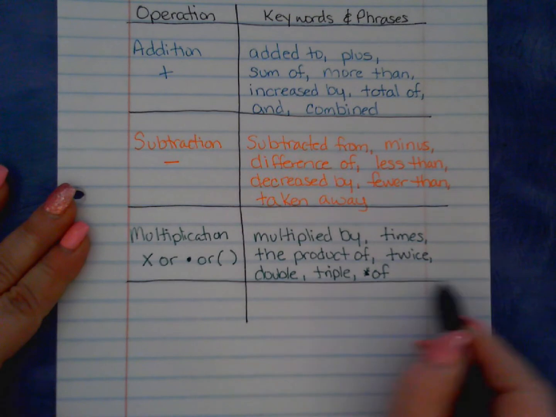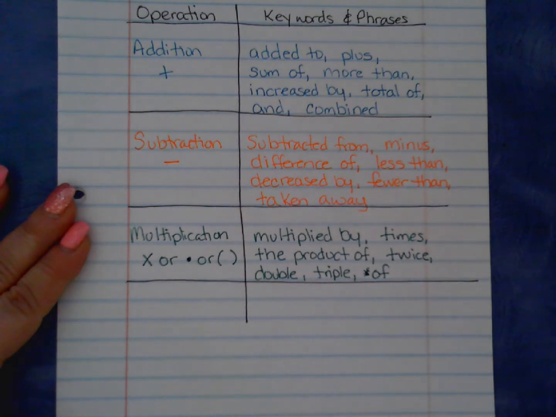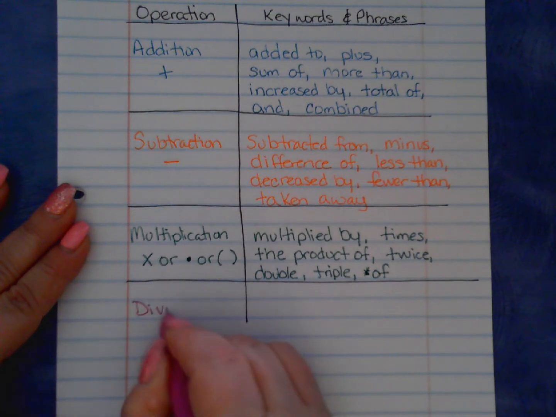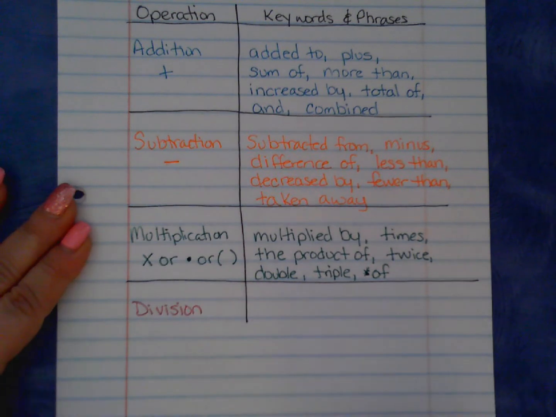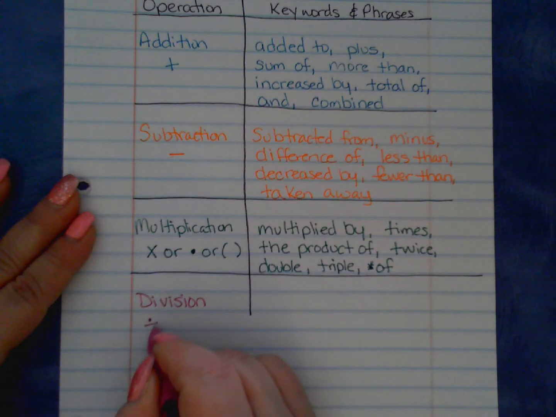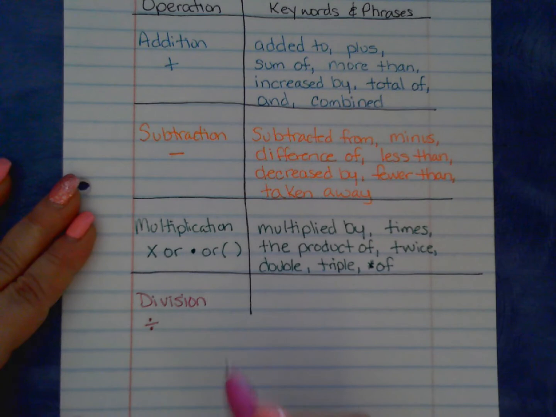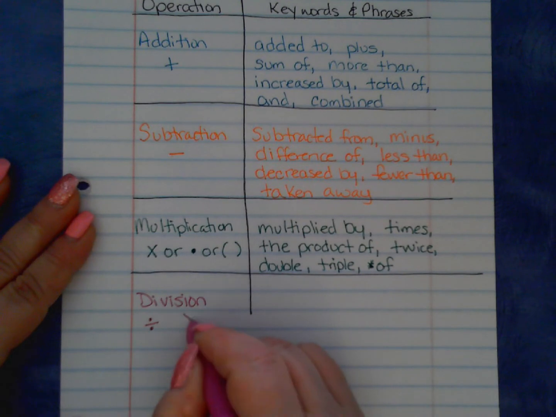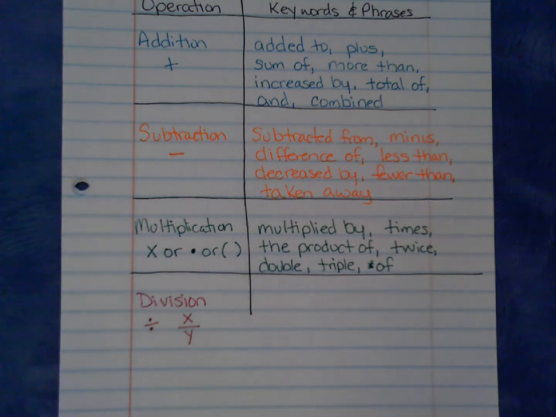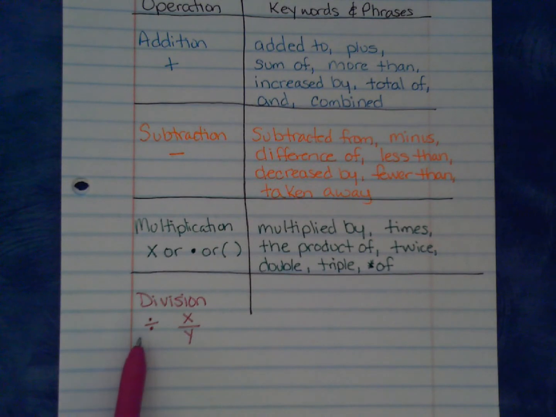Now let's do some division keywords. And remember that the division symbols are this. And then also remember that division can be written as a fraction like this, x over y. Okay. And as you get older and move through the grades and you progress in math, you're going to see this more and more, and you're going to see this less and less. It's going to start to disappear on you a little bit.